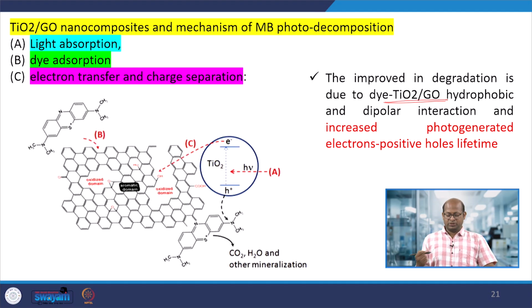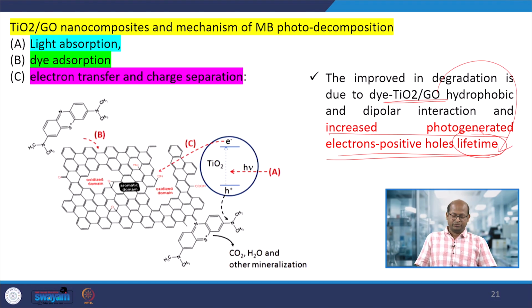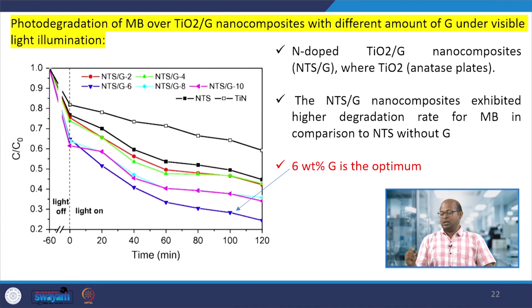When the radical formations happen, it increases the lifetime of the photogenerated electrons and holes. So these graphene oxides enhance the lifetimes of the holes and electrons formed during photocatalytic activities. Okay, and therefore the degradation efficiency or performance will increase.